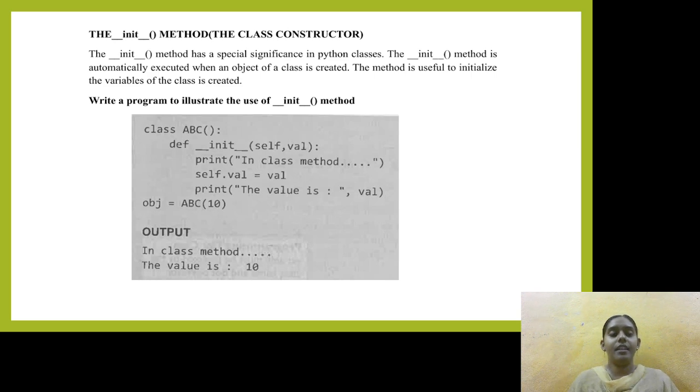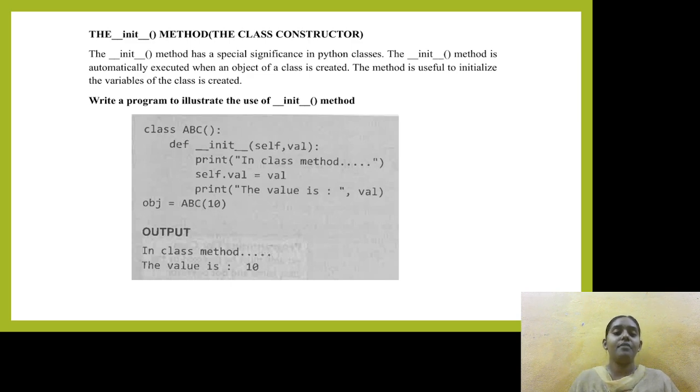And this is another method, the init method, that is the class constructor. It is a very important method and has a special significance in Python classes. The init method is automatically executed when an object of a class is created. The method is useful to initialize the variables of the class.